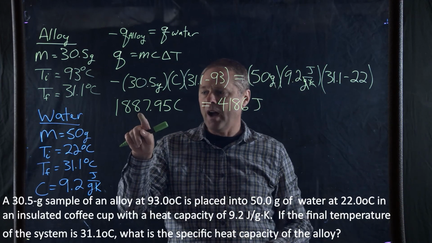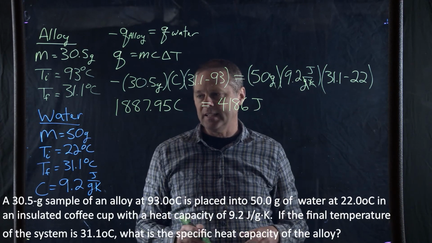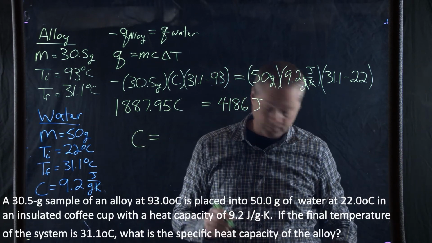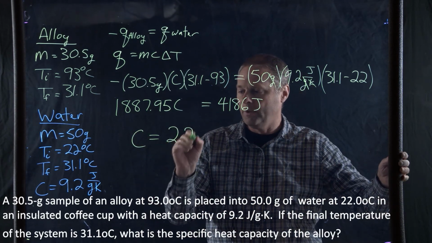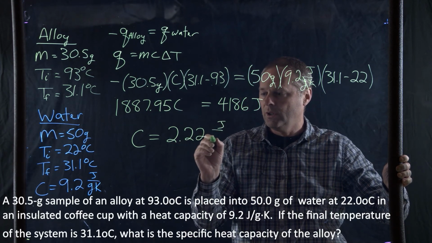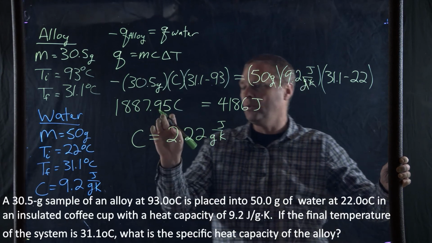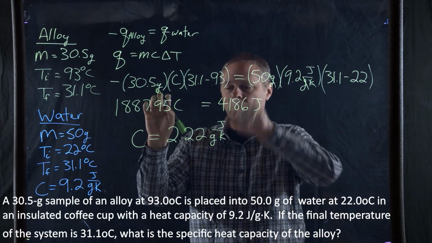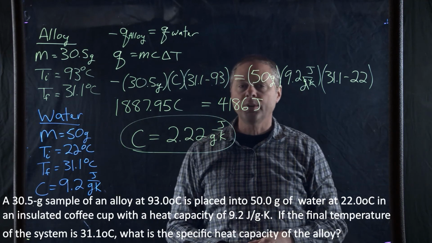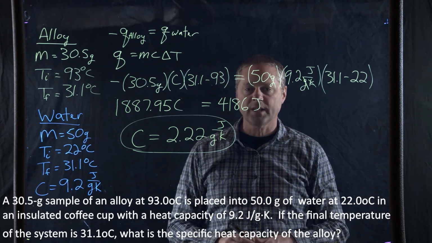So now you divide both sides by 1887.95, and you get the heat capacity, which is equal to 2.22 joules per gram Kelvin, because the units here are going to be gram Kelvin. And so the heat capacity of our alloy is 2.22 joules per gram Kelvin.